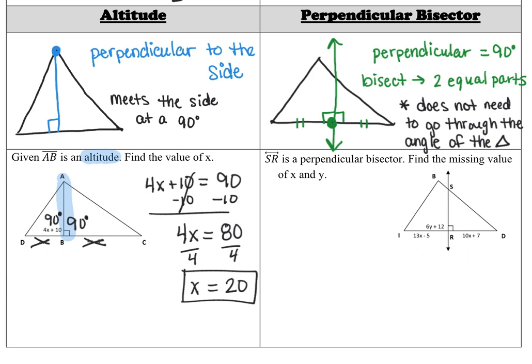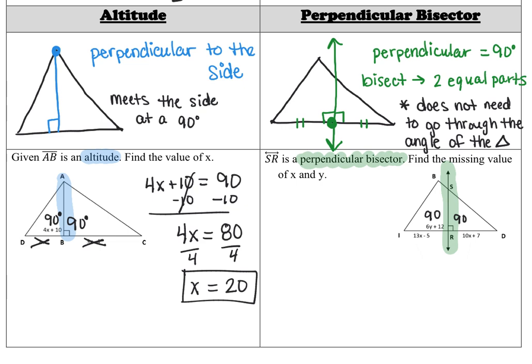So let's take a look at an example below where it says that line SR is a perpendicular bisector in this triangle. We're going to find the missing value of x and y. So right now this line is coming through. Remember, perpendicular means right angles. So I see they already have a right angle marked for me. Just to help out, I'm going to fill in 90 on both parts here to help myself with those angles.